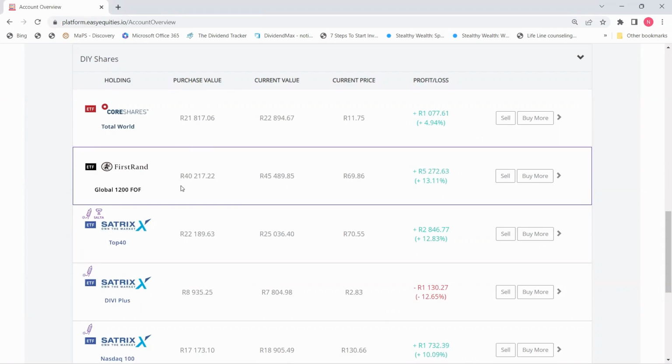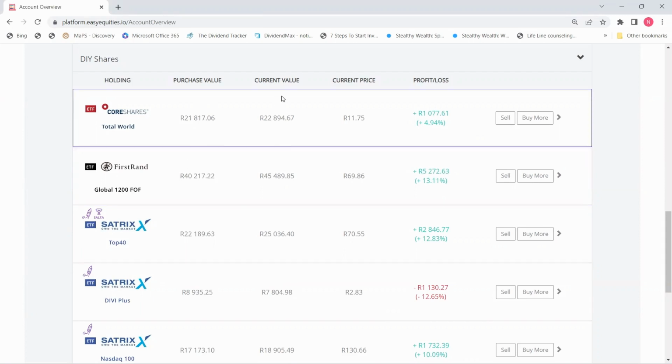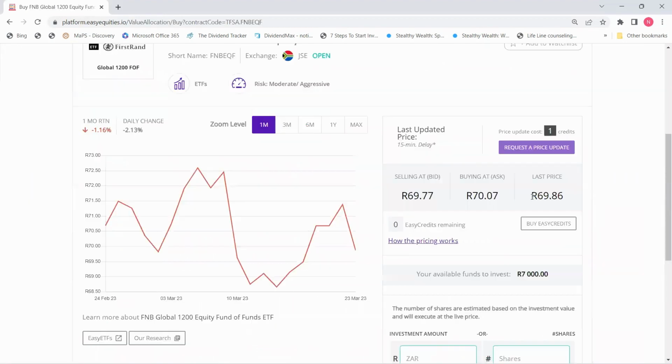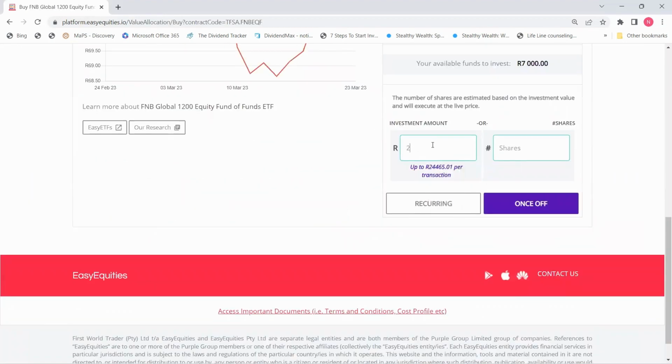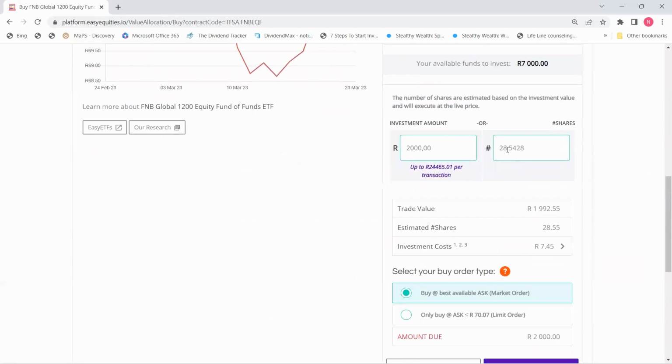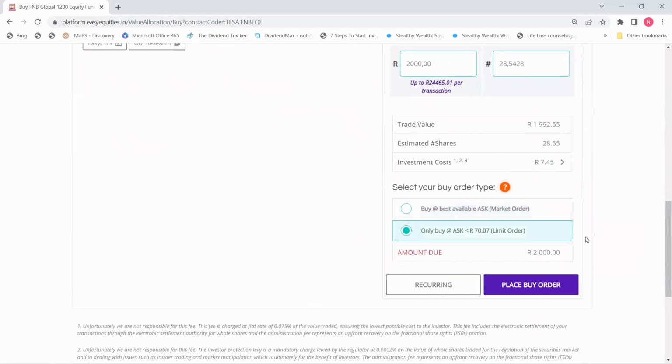Purchase value 40,217, current value 45,489. That's a profit of 13.11%. Buy more. And with this one, I'm buying 2,000 Rands worth. The current price is 70 Rand and 7 cents. So that's going to give me about 28.5 ETFs, only buy at ask and place buy order.